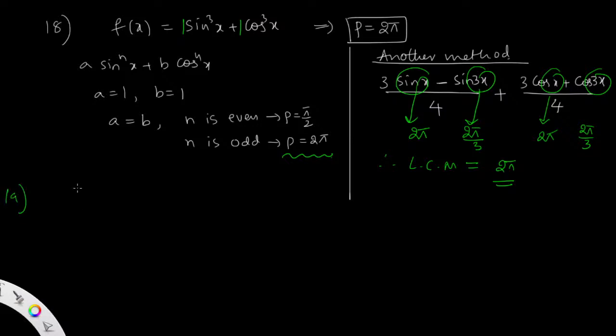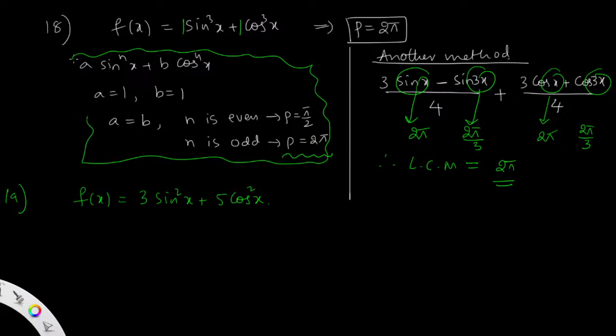Next question. f of x equal to 3 into sin square x plus 5 into cos square x. What is the value for periodicity of the given function? So you can apply the formula directly. This is the basic formula, as is convenient for you. So formulas you should learn. Here also observe a equal to how much, 3, and b equal to how much, 5. What is the answer for this question?